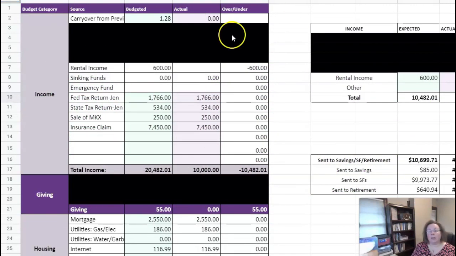So this is our budget template. You can see it here, and this is what we use every single month to set up our budget and to track our expenses against our plan. And so I have all kinds of information in here. It's really evolved over the last 3 years.